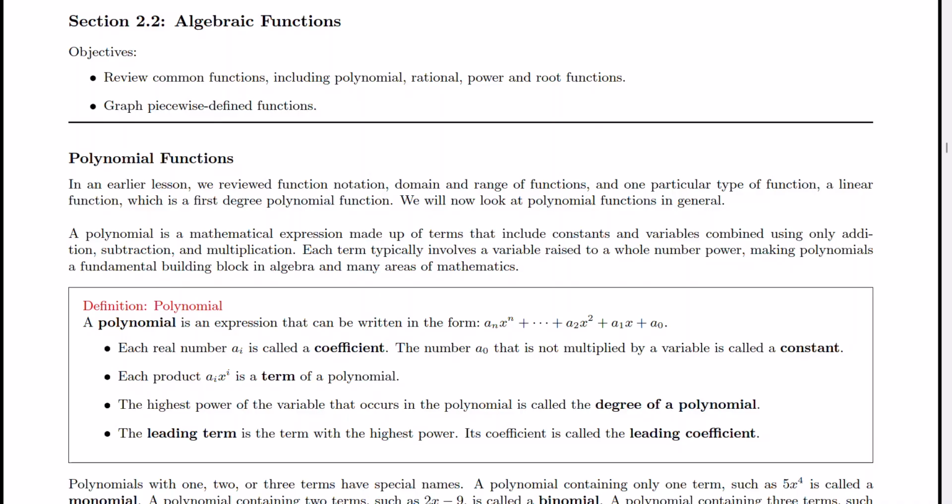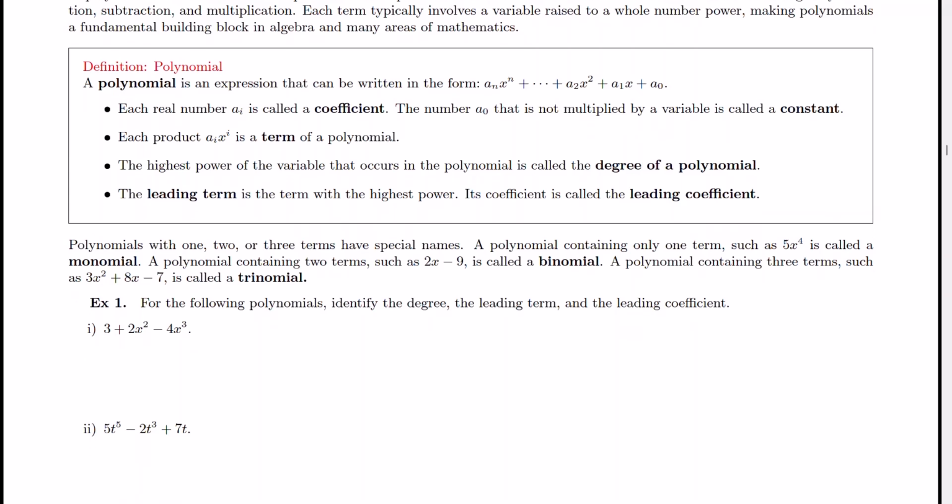In an earlier lesson, we reviewed function notation, domain, and range of functions, and we talked about one particular type of function called linear functions, which is just simply a first-degree polynomial function. In this particular section, we will begin by looking at polynomials in general. So what exactly is a polynomial?